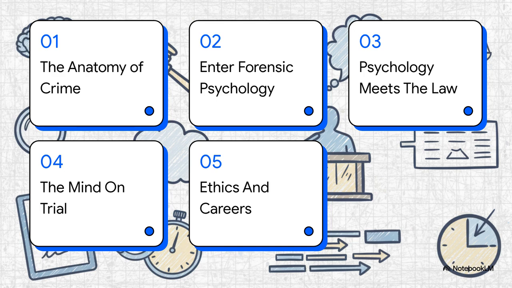First up, we'll map out the anatomy of crime. Then we'll enter forensic psychology. From there, we'll see exactly how psychology meets the law, put the mind on trial, and finally, wrap the whole shebang up with ethics and careers. I promise you a clear, organized journey through some pretty complex stuff.